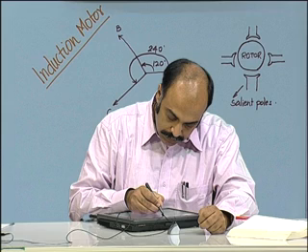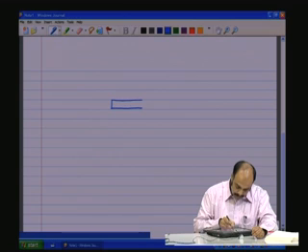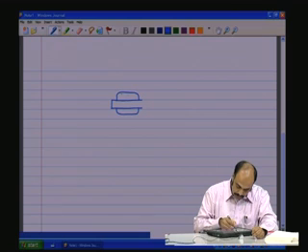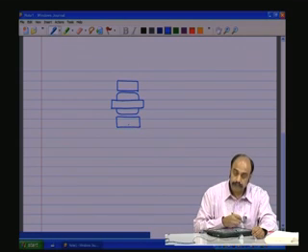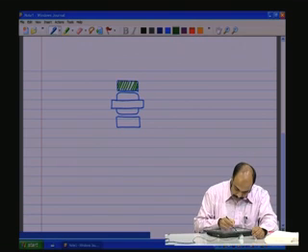So let us have the shaft, this is the rotor, and above the rotor we have the stator, so let us indicate the stator with green hashes. This is a cross section.